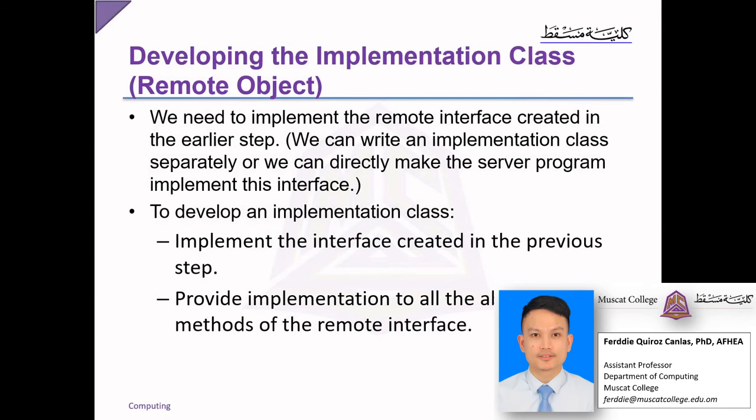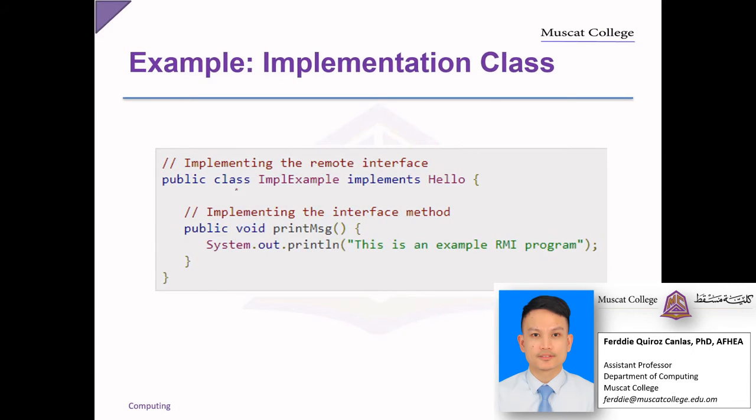And then you have to develop the implementation class for the remote object. So what we need to create is code like this. Public class ImplementationExample implements Hello, then public void printing. This is an example of an RMI program. So what it does is simply print this: "This is an example of an RMI program." So this is in the remote, okay? Very simple one. We're going to ask the server to return us this output.